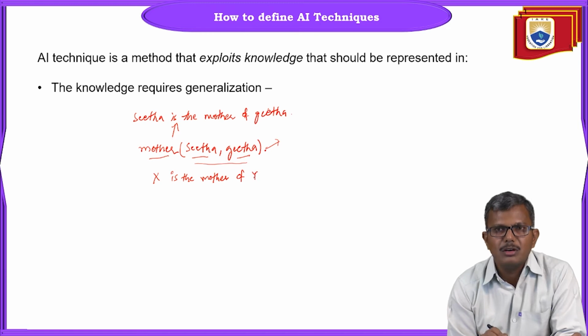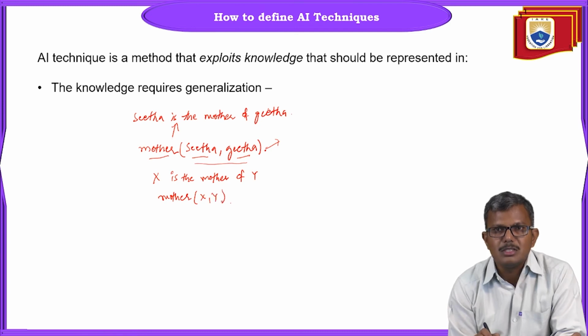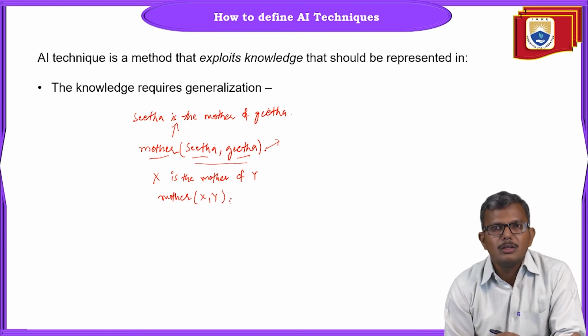X is the mother of Y. At the initial stage, I am doing this one. So what happens here? Simply I can mention mother as a predicate and X, Y as variables. X can be anything and Y can be anything. This kind of representation I can use to show the relationship between any two different people. But in this case, it is not like that.